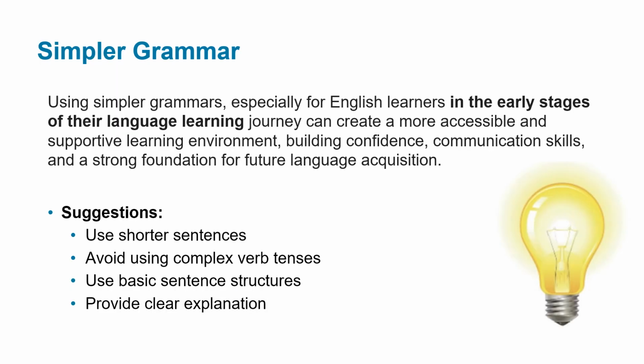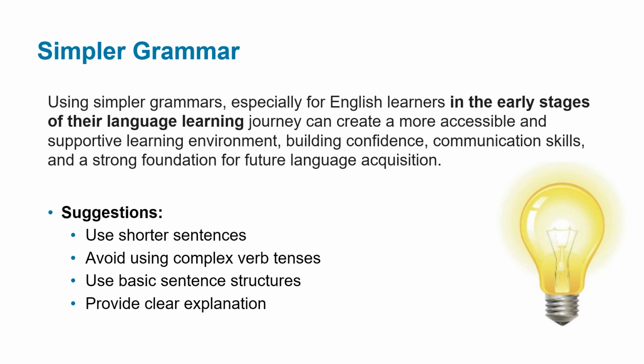The second rule is using the reduced grammatical form. Now, this refers to the idea of making complex linguistic elements easy to understand. Using simpler grammar structures offers numerous benefits for English learners, especially in the early stages of their journey. And now here are some suggestions.